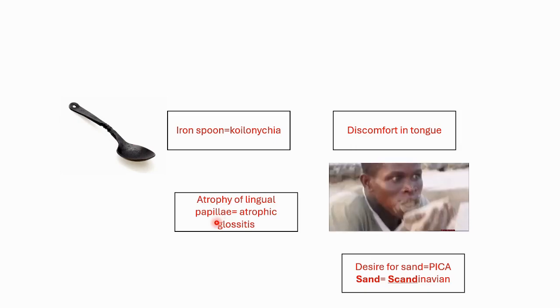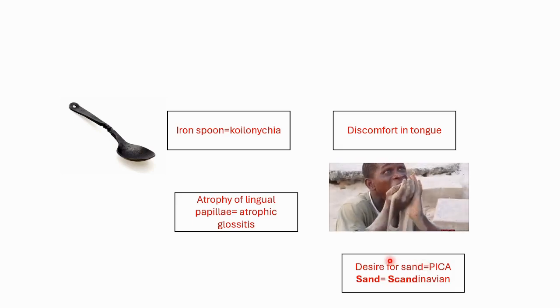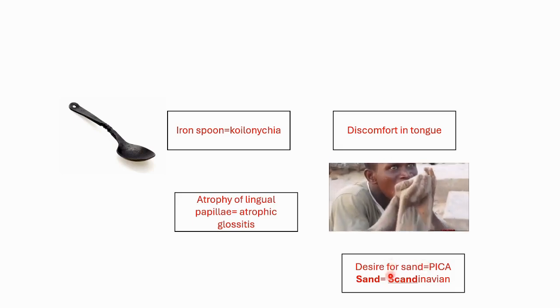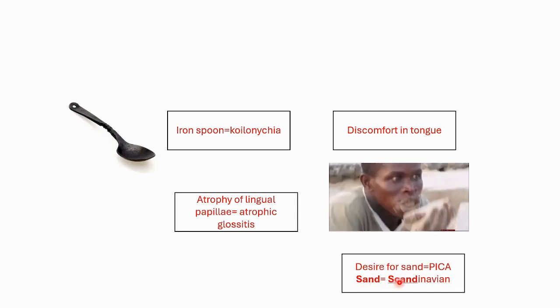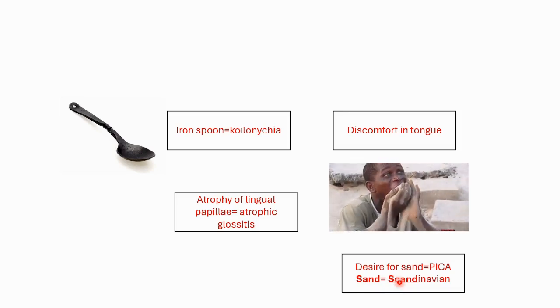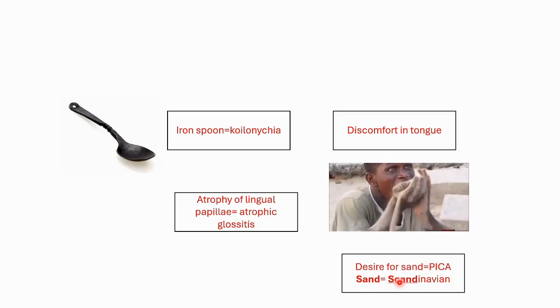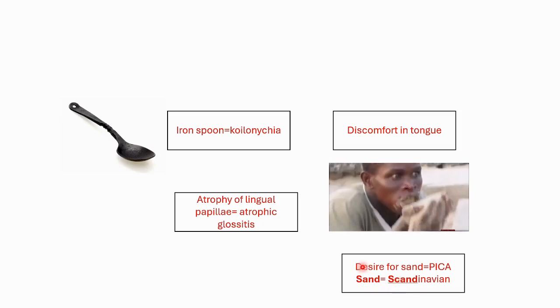And eating with such a spoon could cause burning tongue or discomfort in the tongue, called atrophic glossitis, and also mucosal atrophy. And the desire to eat sand or clay is called pica, and from sand, remember Scandinavian, because Plummer-Vinson syndrome commonly affects Scandinavian or Northern European women, usually who are 30 to 50 years old.